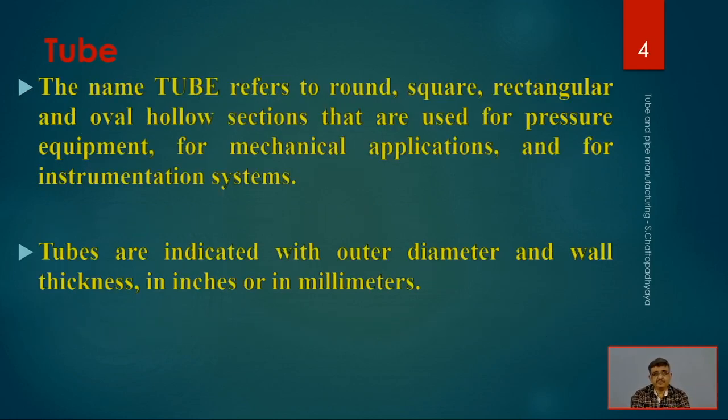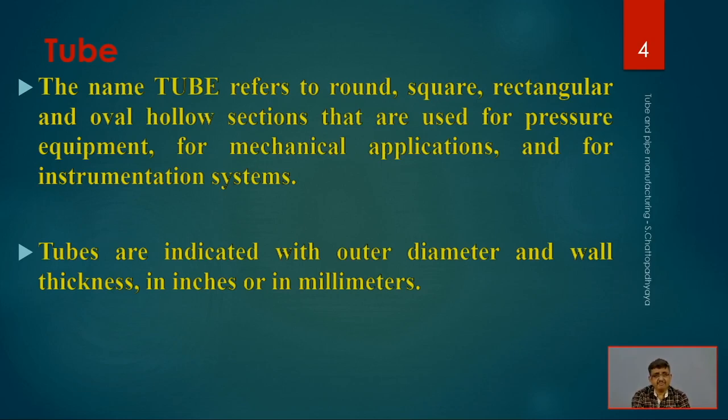And what is tube? It refers to round, square, and here lies the difference: not only round but square, rectangular, even oval hollow sections used for pressure equipment, where high pressure, that means criticality, is there. Tubes are for the critical ones. The ordinary one is pipe, but the critical one with high pressure requirements will be tube.